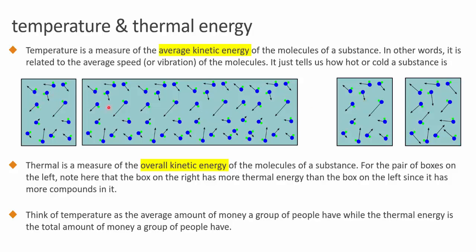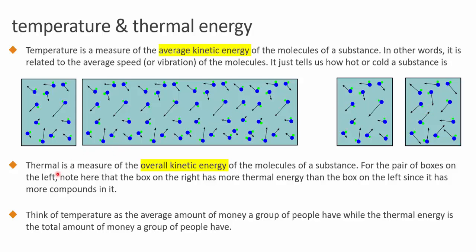Now, these two here, it's difficult to see, but we have the same average speeds here as here, even though I have a lot more molecules here than here. So because the average speed of the molecules, I mean the average kinetic energy of the molecules, is the same, both of these are at the same temperature. So they are at the same temperature here, but this one is at a higher temperature than this.